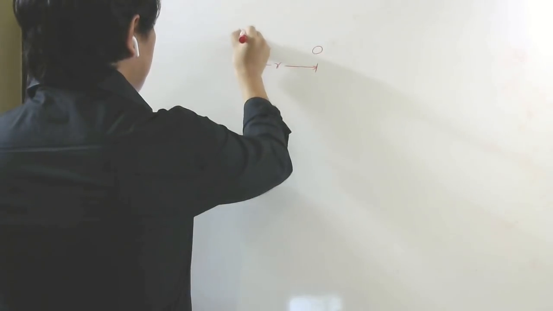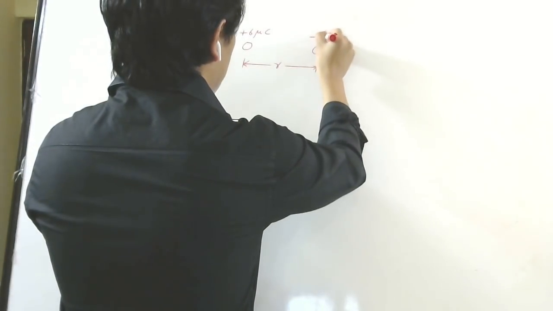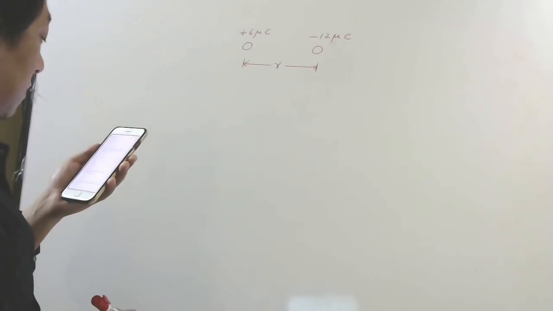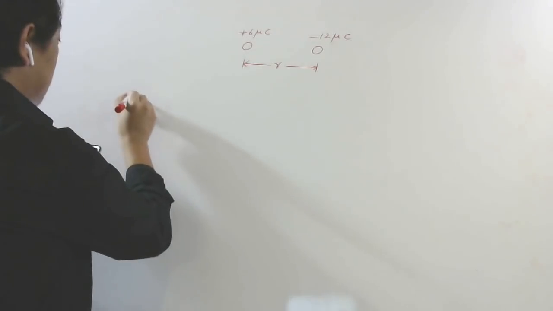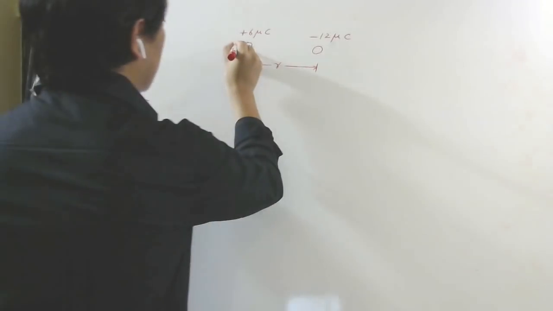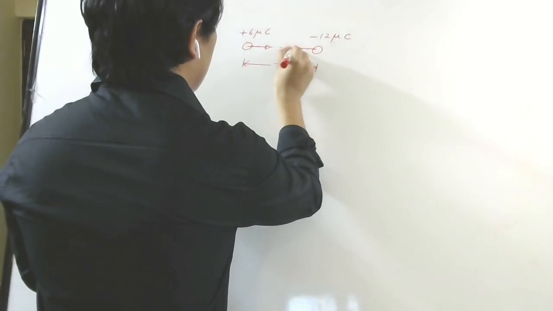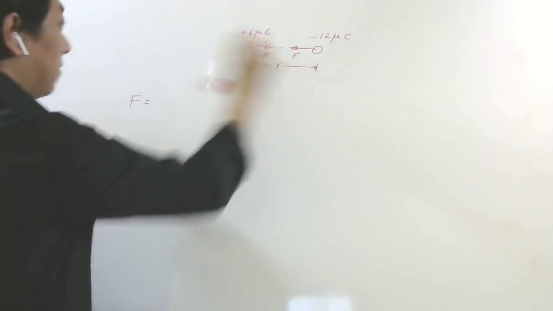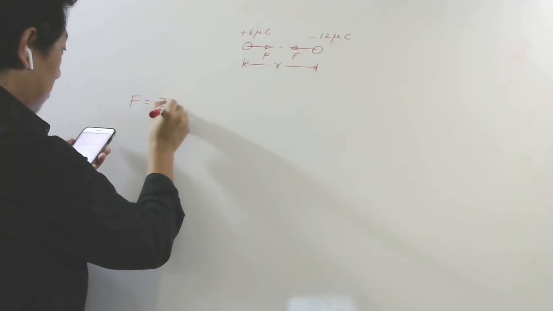The distance they have not given. This charge is plus 6 microcoulomb and this charge is minus 12 microcoulomb. They exert a force of 720 Newton on each other. What kind of force will it be? Attractive, right? Because it is unlike charges. So the magnitude will be the same, F, and the force is given as 720 Newton.